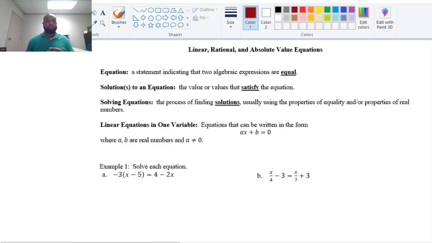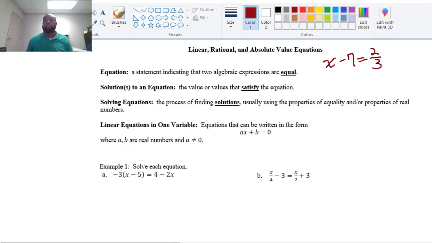Basically, an equation is a statement indicating that two algebraic expressions are equal to each other, right? So we can take two polynomials, set them equal to each other, and that creates what we call an equation, right? So an equation starts out with an equal sign. I'm going to write a very simple equation here, something like x minus 7 equals 2/3. That is an example of an equation.